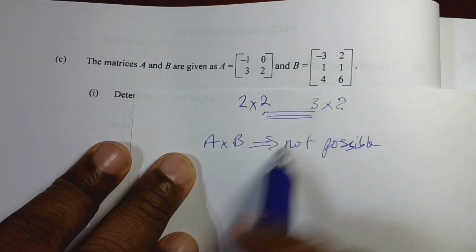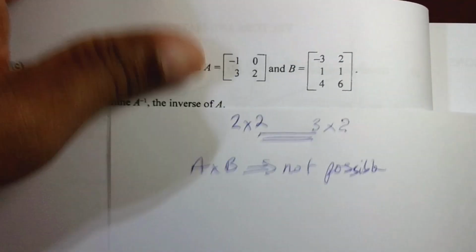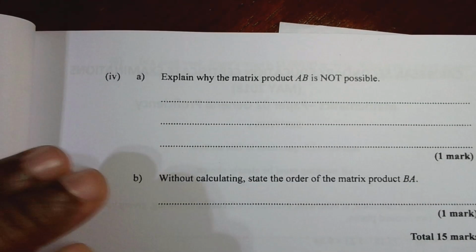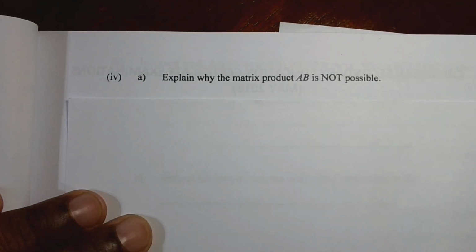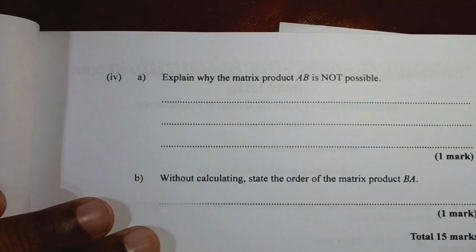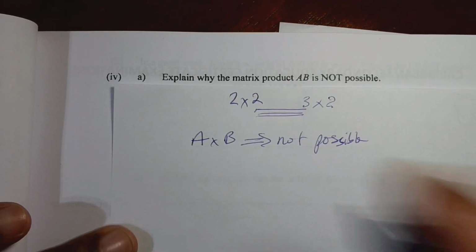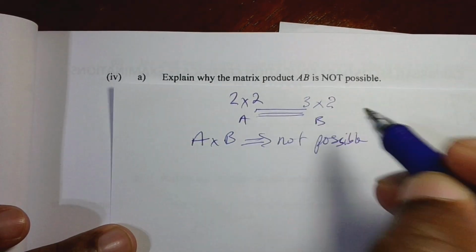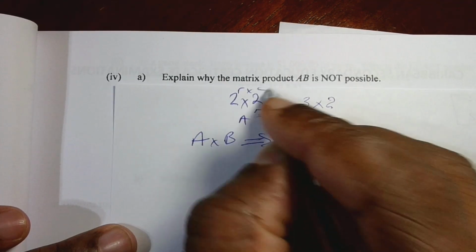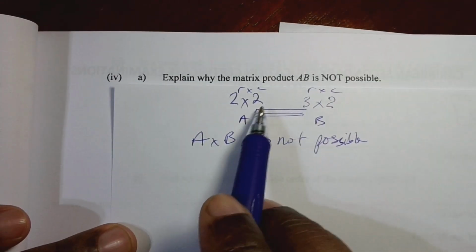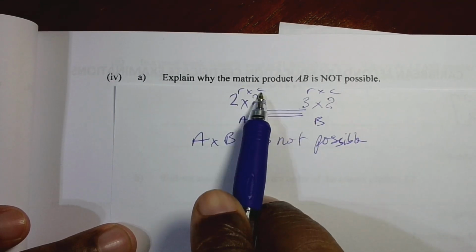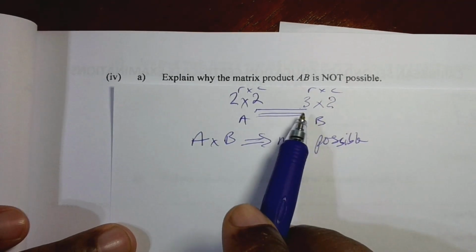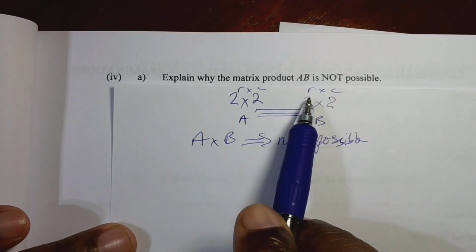So what we can say here in terms of what they want us to explain, we can simply say that the number of columns, so remember what we said earlier. This was matrix A, this was matrix B. This is row by column, row by column, right? These two must match. So we can say the number of elements in the column of A should be the same as the number of elements in the row.